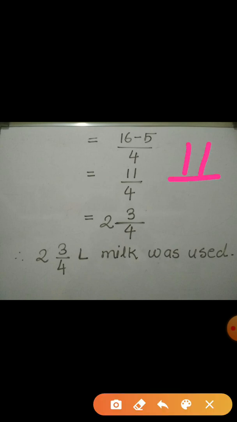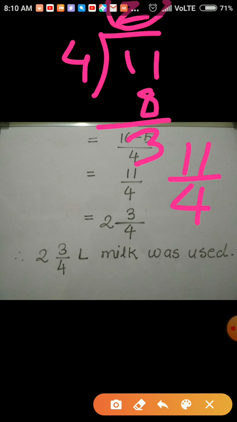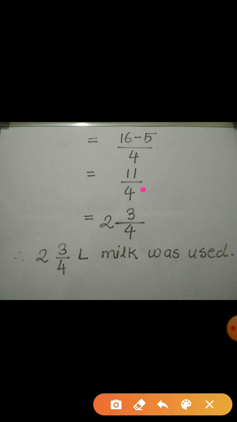If we divide the number 11 by 4, what we will get? 11 upon 4. 4 twos are 8, right? And 11 minus 8 is equal to 3. So here the quotient is 2 and the remainder is 3. So how to write? Copy the denominator, write the quotient here and the remainder in the numerator. So 2 and 3/4 is a mixed number. Hence the final answer is 2 3/4 liters of milk was used.